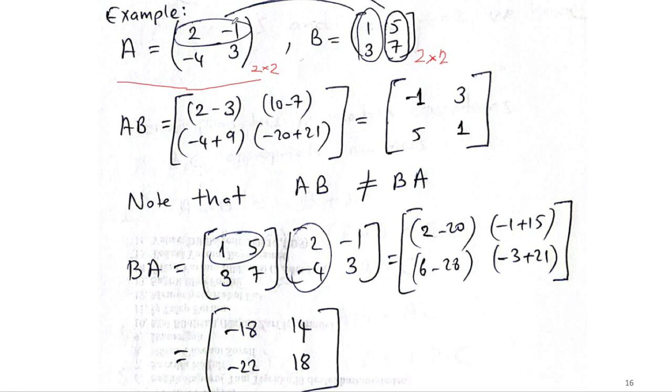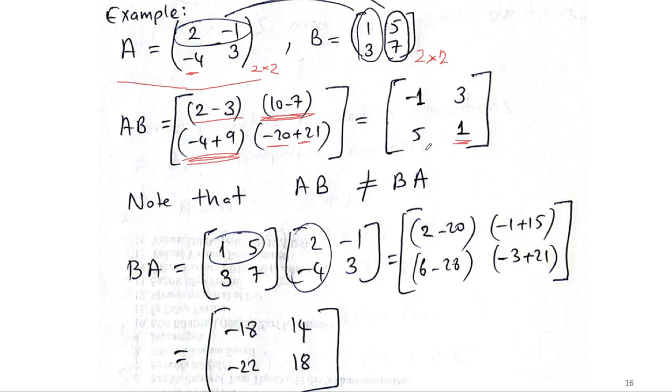Multiply this row with the column. So we get 2 minus 3, and then 2 times 5 minus 7. This is 10 minus 7. Here, minus 4 times 1 plus 9. So this is 5. And then you have minus 4 times 5. That's minus 20. And then plus 21, that's equal to 1. So this gives us the result of A times B in this example to demonstrate matrix multiplication.